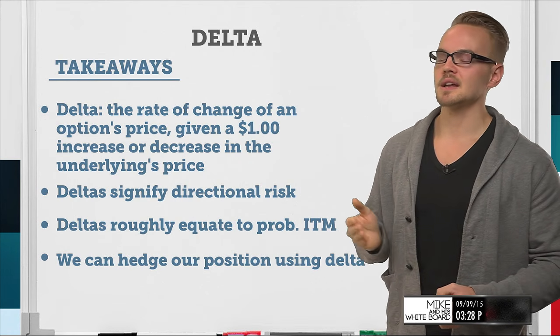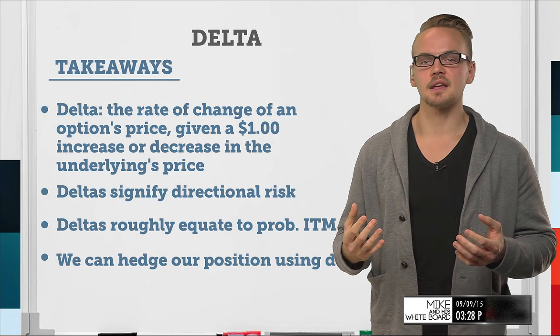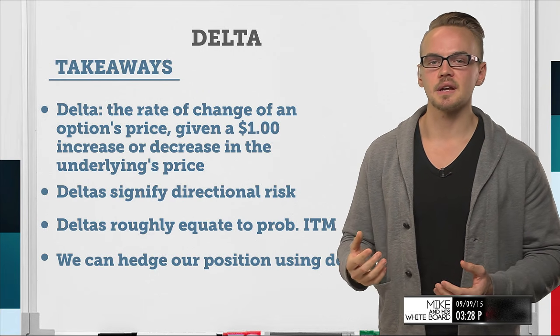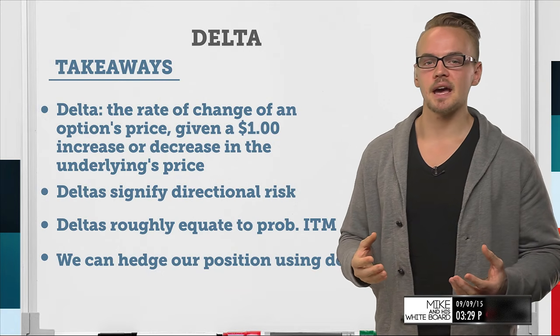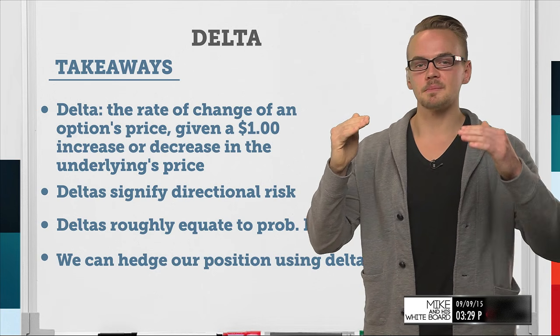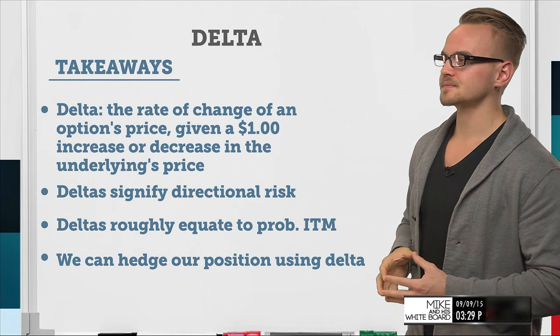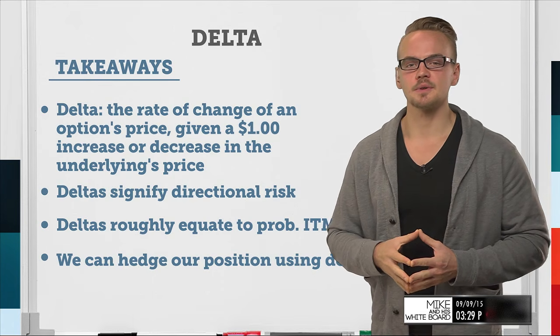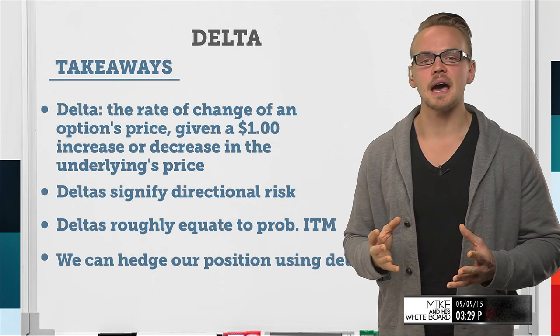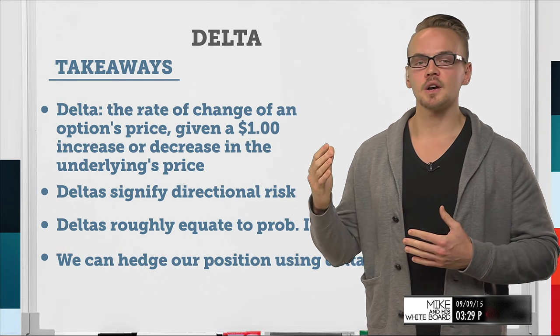If I want the underlying to go down, I want to have negative deltas. And I'll be looking at things like selling call spreads, buying put spreads, things like that. So if I want the underlying to go up, it's going to be positive deltas. If I want the underlying to go down, it's going to be negative deltas. And deltas signify your directional risk. So the more deltas you have, the more directional risk you have. So again, that could be a good thing or a bad thing.